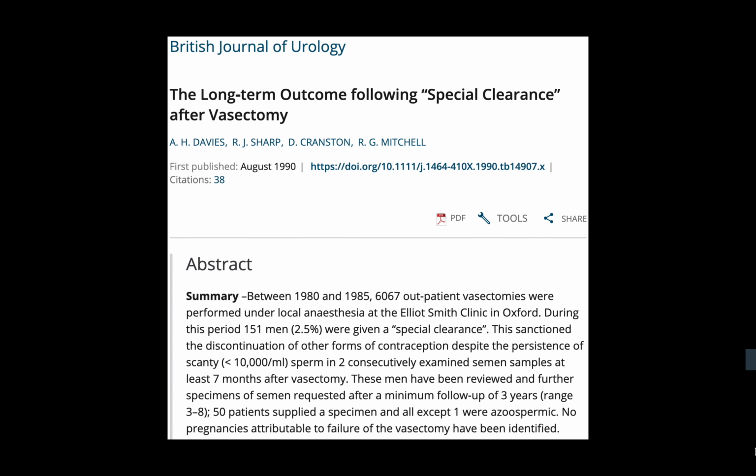So between 1980 and 10,000, isn't it? Yeah. That is the reference from which the Bowes information leaflet is prepared, isn't it? This is the only evidence. In fact, they are quoting Constant's paper a lot. The study was done between 1980 and 1985, where 6,067 patients were recruited. They have clearly said less than 10,000 sperms per ml, in 2 consecutive examined samples, at least 7 months after vasectomy. And these patients should be followed up for a minimum of 3 years.